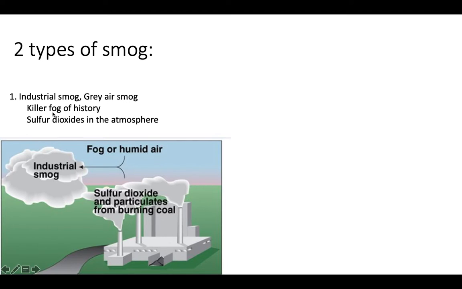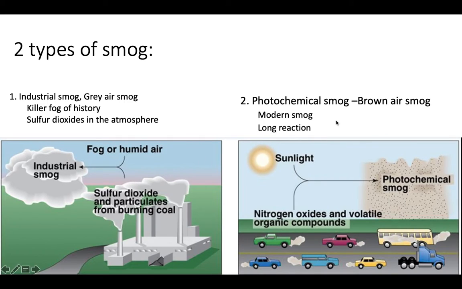Industrial smog is this sort of historical, old-timey killer fog that enveloped London in 1952, and it's basically just sulfur dioxides and particulates from coal combustion that create a smog over the area. It's dangerous to breathe, of course. Photochemical smog, however, is formed through a chemical reaction. It's a little bit more complex than industrial smog.